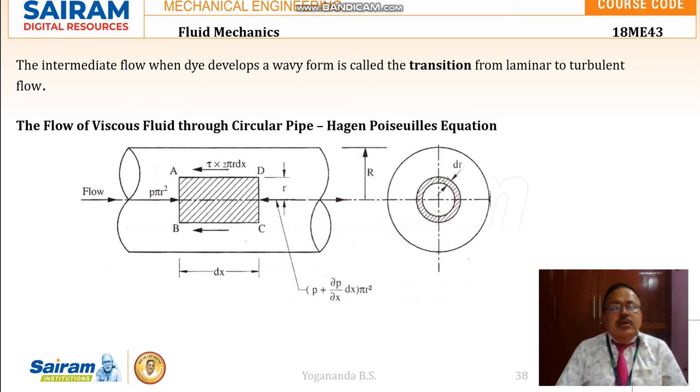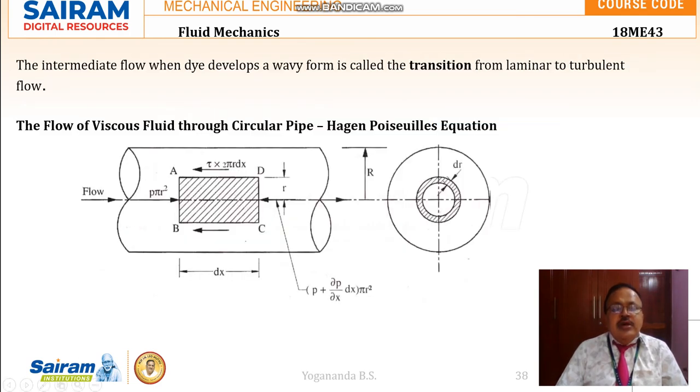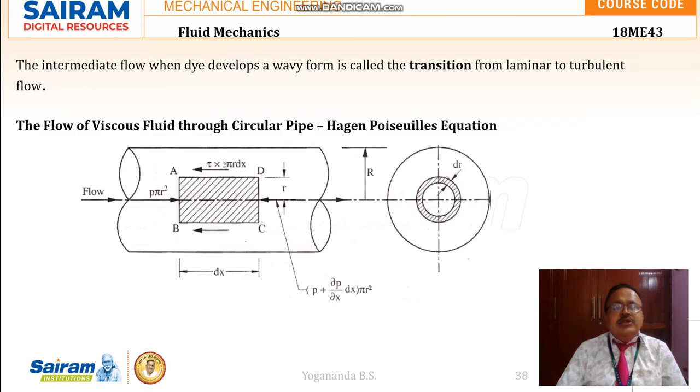Now we have Hagen-Poiseuille equation, that is, the viscous fluid flow through a circular pipe. Here we are considering a horizontal pipe of radius capital R. The fluid, which is viscous, is flowing from left to right, as shown in the figure.